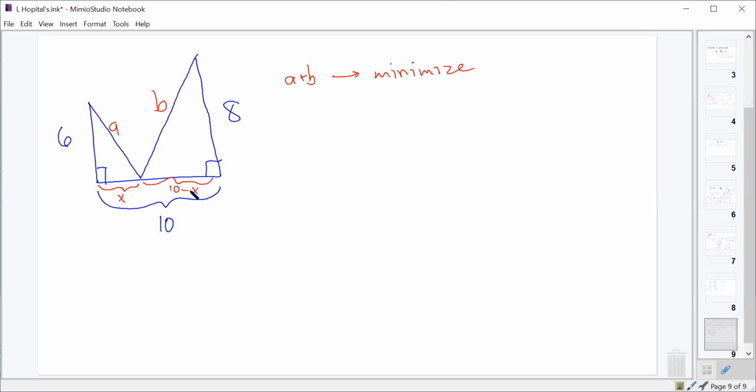Yeah? Okay. And so now I should be able to say, using the Pythagorean theorem, x squared plus 36 equals a squared. So a equals the square root of x squared plus 36. Good with that? A is the square root of x squared plus 36. And b should be the square root of 64 plus (10 minus x) squared.